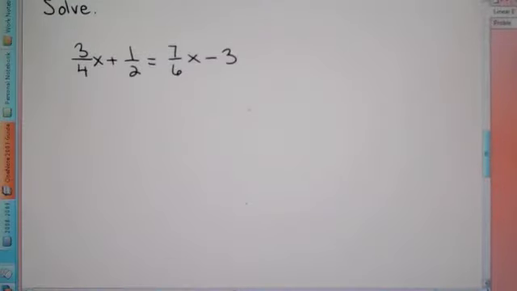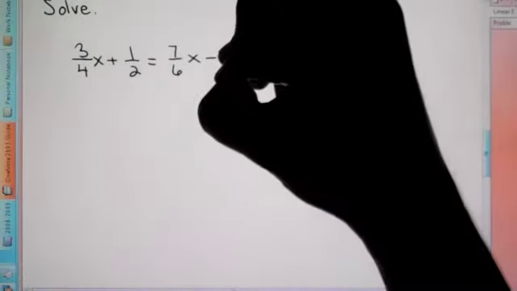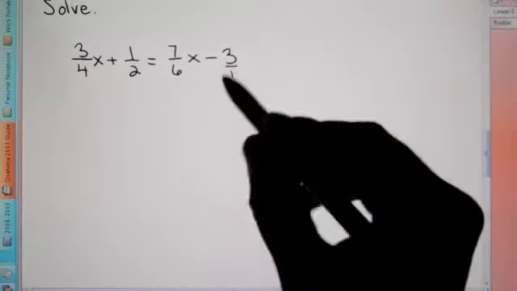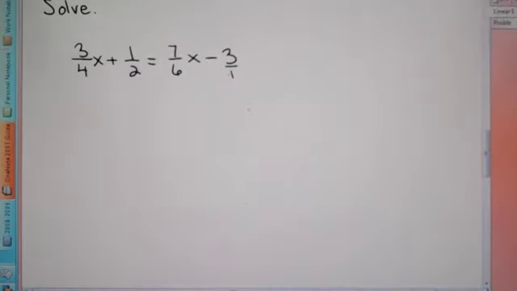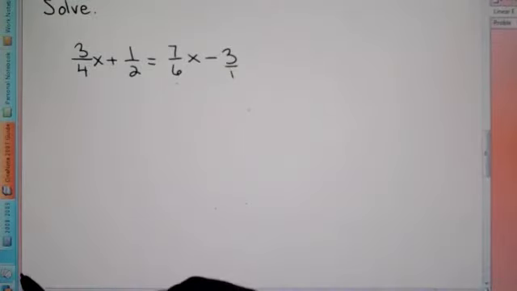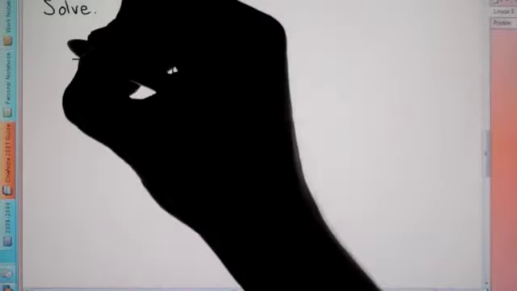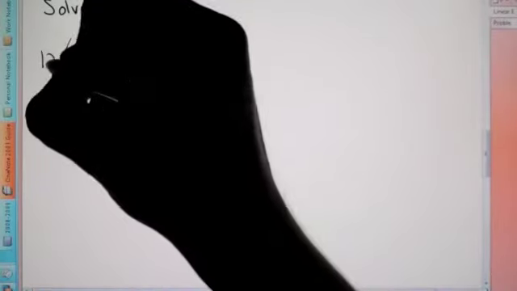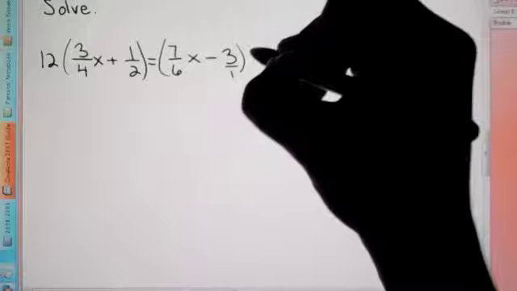Now we have fractions. So we did decimals, now we're going to do fractions. No one really likes fractions either. So what we're going to do is find the common denominator. Remember, there's an invisible 1. Whenever you have a whole number, there's an invisible 1. So we try to figure out what is the smallest number that 4, 2, 6 all go into. The smallest number I can think of is 12. So we're going to multiply both sides by 12.